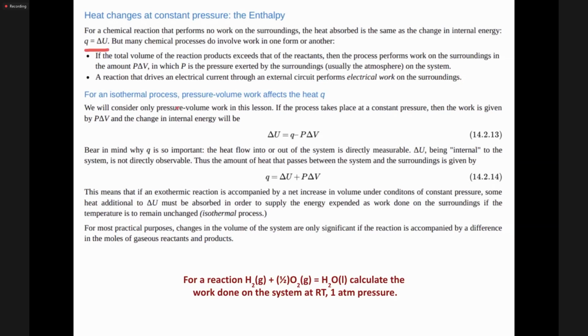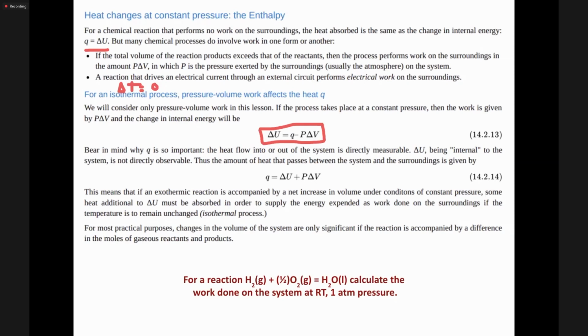But in many chemical processes, there will be involvement of work in one form or another. So for an isothermal process where delta T is equal to 0, we will consider only the pressure-volume work in this session. If the process takes place at a constant pressure, then the work is given by minus P delta V. So the change in internal energy will be delta U is equal to Q plus W. Since W is equal to minus P delta V, delta U will be Q minus P delta V.